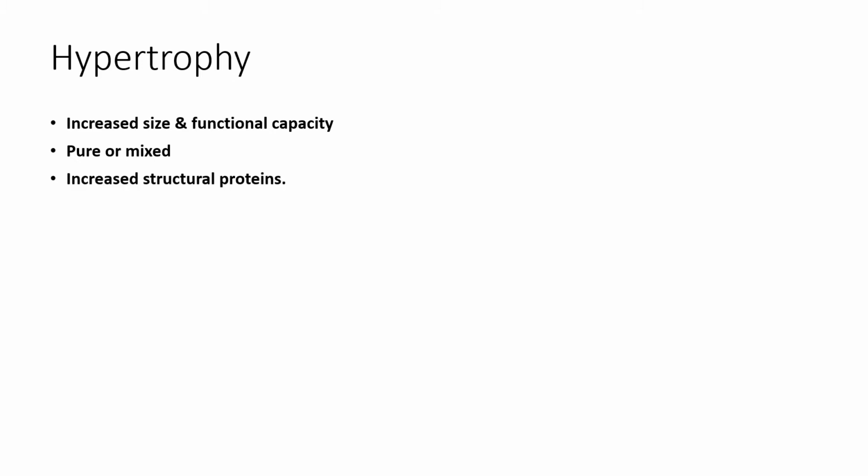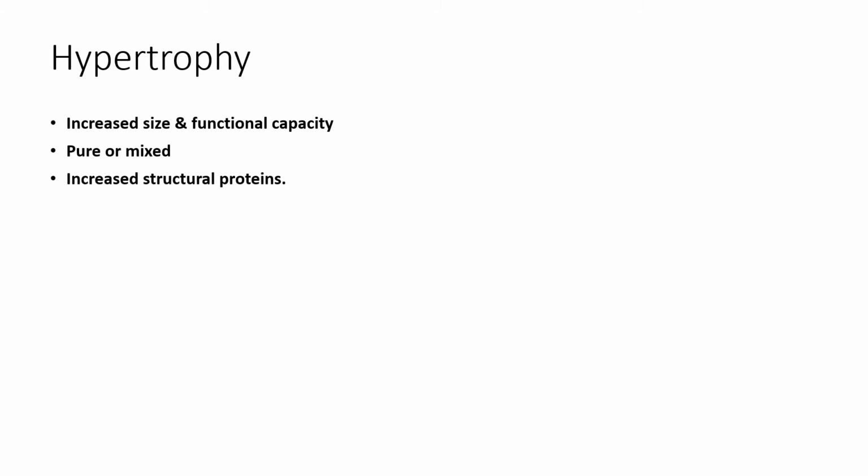So, the first adaptive mechanism is called hypertrophy. Hypertrophy is defined as increase in the cell size زيادة بحجم الخلية and the functional capacity وقوتها وقدرتها. It can be pure or mixed. Pure معناها hypertrophy alone and mixed hypertrophy with hyperplasia. That is, increase in the cell size and increase in the number of cells, and this can happen when the cell has the capability of division. So the mixed form will not occur in all cell types.